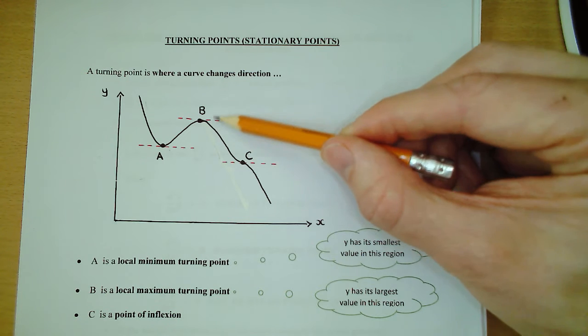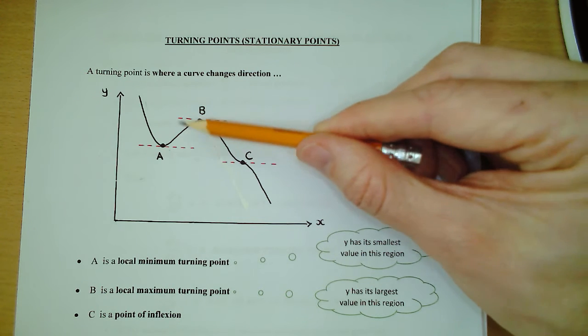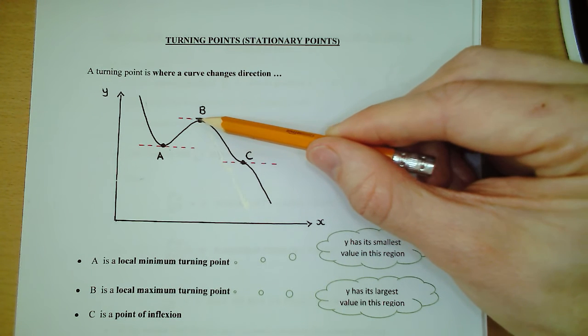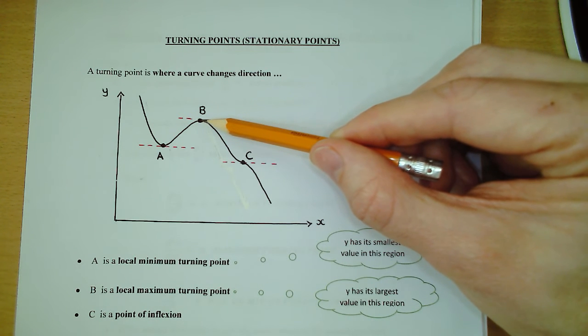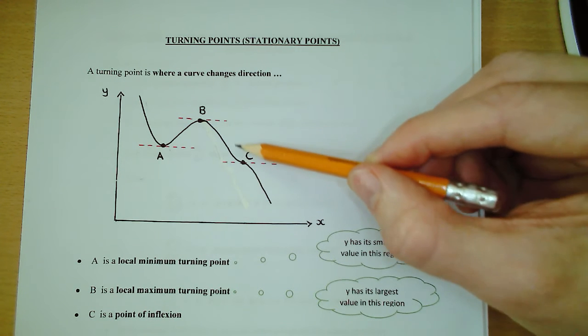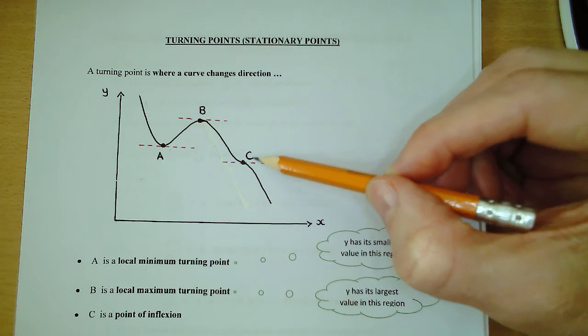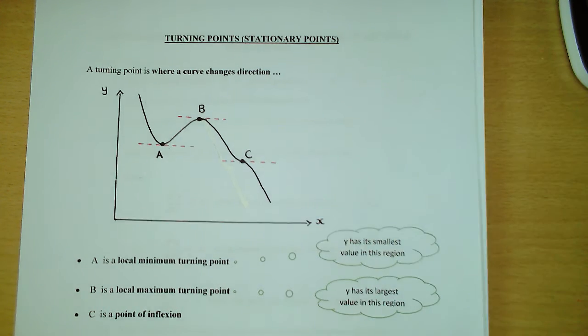B is called a maximum turning point because in the region immediately surrounding B, y would have its maximum value in that region, its highest value, its maximum value. C is called a point of inflection, which we're now going to talk about.